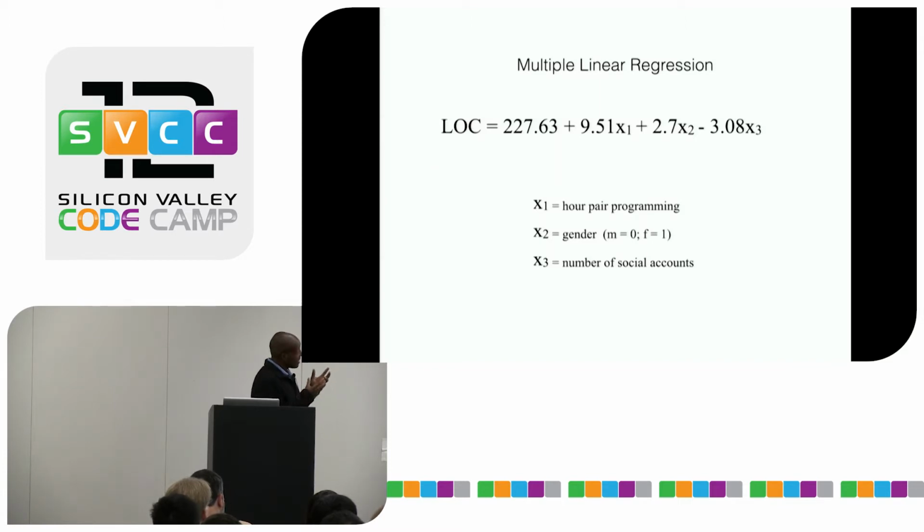In other words, the pair programming is the most important here. And the same thing for gender. If it's a female, which is 1, you would just do 2 more lines of code, so it's probably not that significant of a difference. And the number of social accounts would actually take away a little bit from the lines of code. So that would be a multiple linear regression.